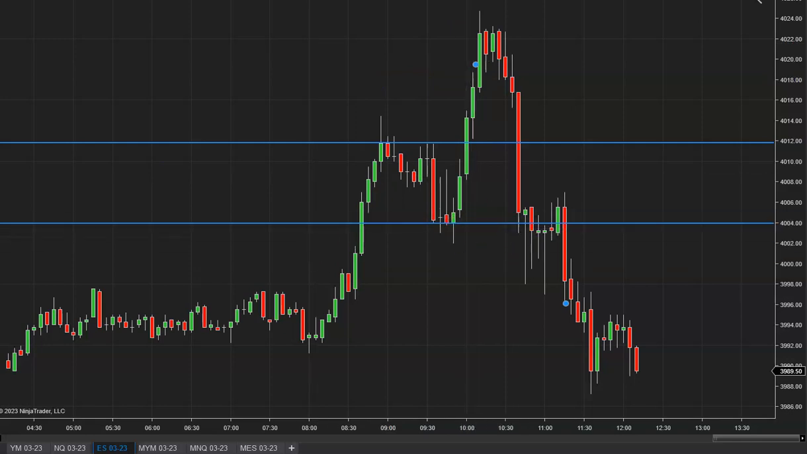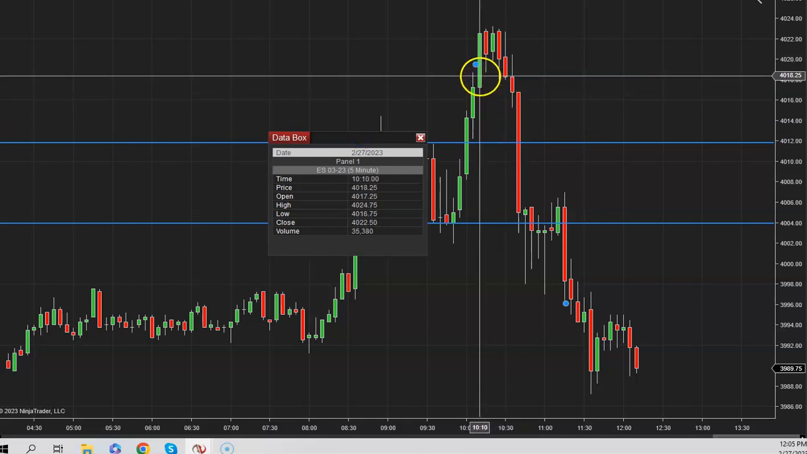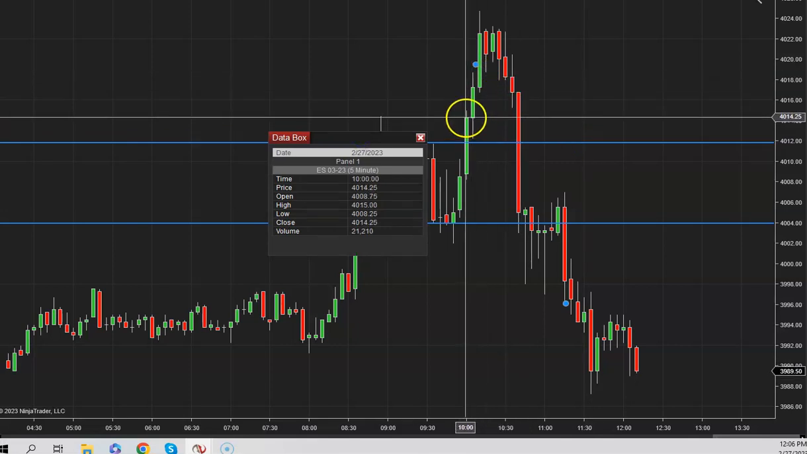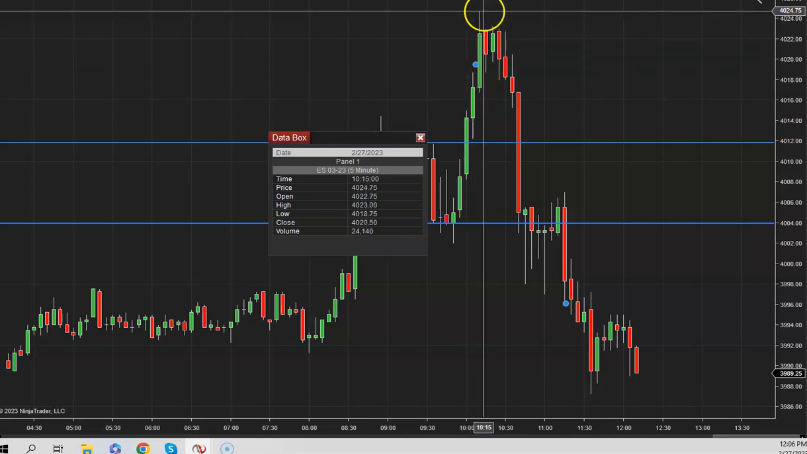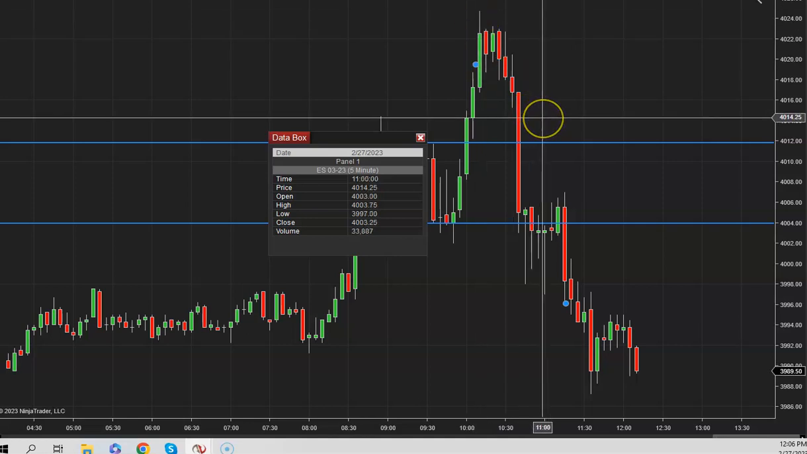So the high of the day, I think, is around 10:09. But the difference between the 10 o'clock price, which is about 40.14, and the high of the day, which is about 40.24, is 10 points, right? So it's a win or loss based on the 10 a.m. price, which would be here at 40.14.